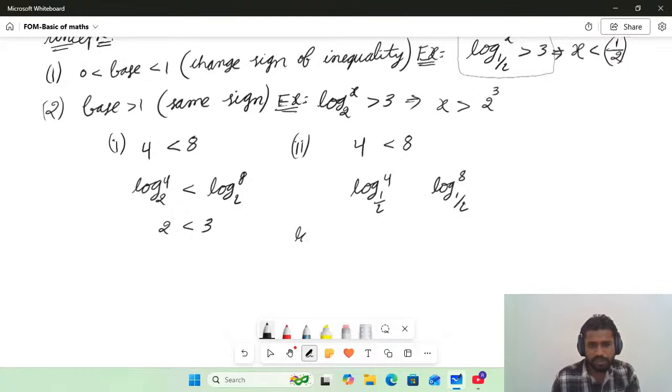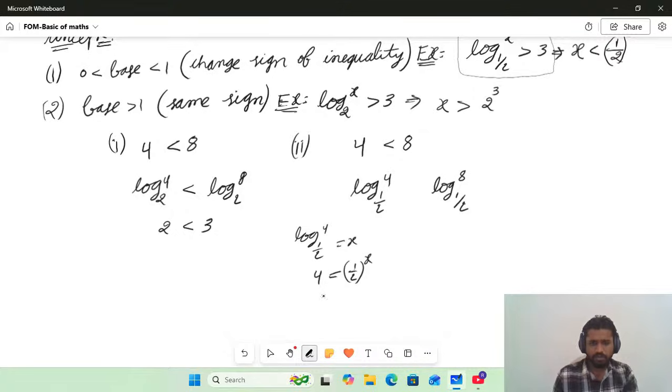To find the log 4 value, consider log 4 with base 1 by 2 as x. Converting it into exponential form, 4 equals (1 by 2) whole power x. Now 4 is nothing but 2 square, and this is 2 power minus x. So bases are equal, so powers are also equal. x equals minus 2. So the log 4 value is minus 2.